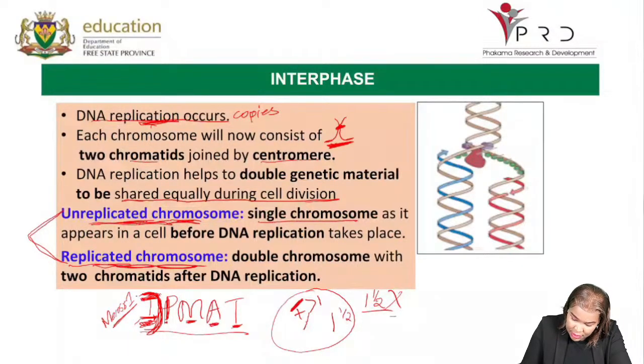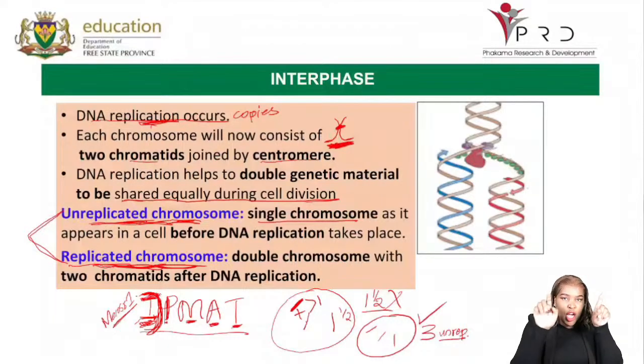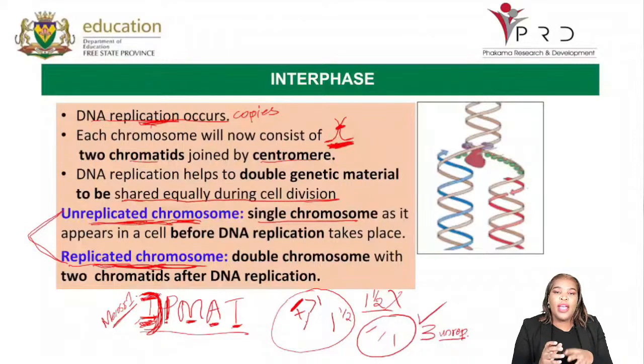So when you look at this cell again, let me draw the cell again. You will say this one and this one. The correct answer will be there are 3 unreplicated chromosomes. That will be the correct answer. But now, when do chromosomes become replicated? Yeah, this is the story. Once you see a chromosome that has 2 chromatids joined together by a centromere, you must know that that chromosome has replicated. It has doubled itself.